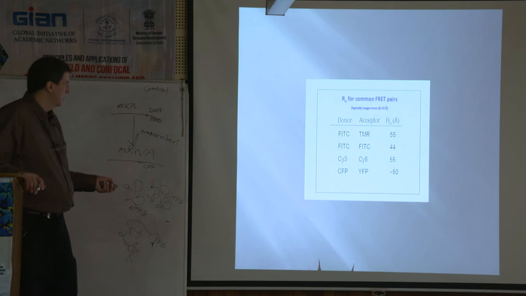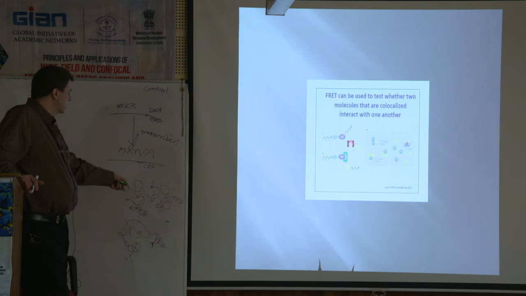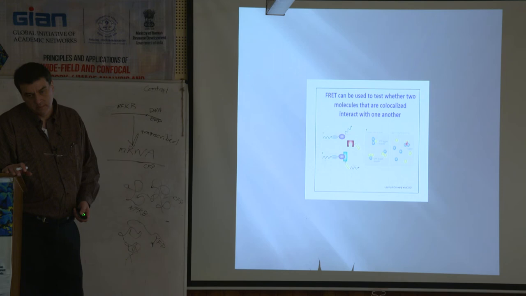Okay. So basically, FRET can be used to test whether two molecules that are co-localized actually interact with one another. So when they get this close at this angstrom level, then you could assume they probably interact with one another. If another molecule, Y, is also very close, so that can also be excited and so on?